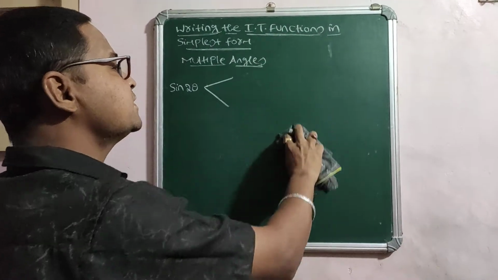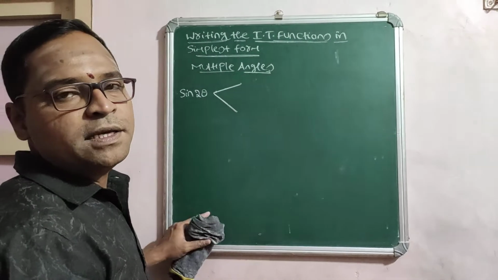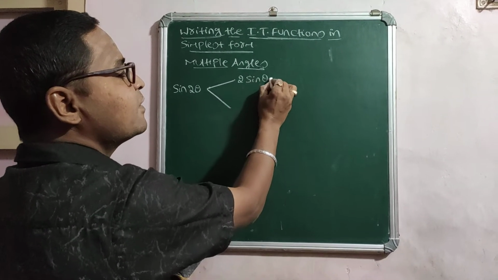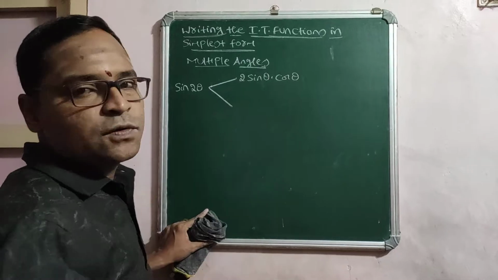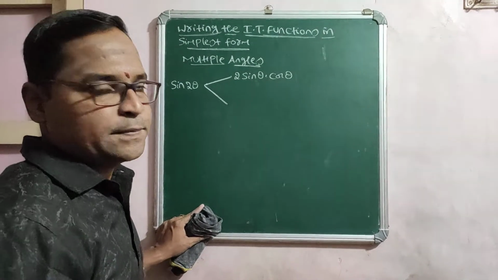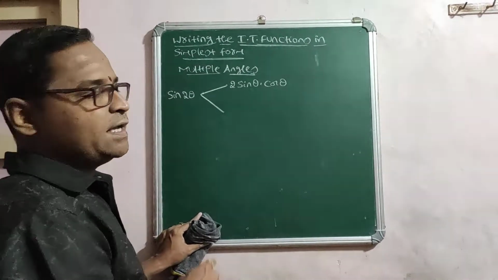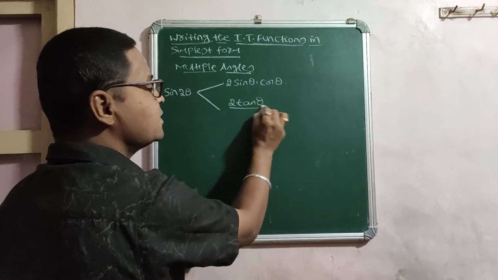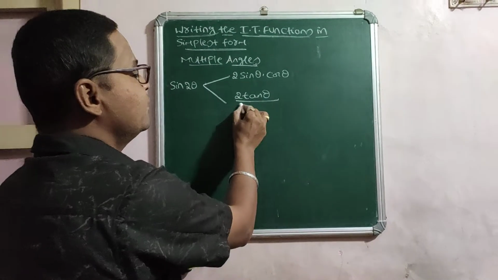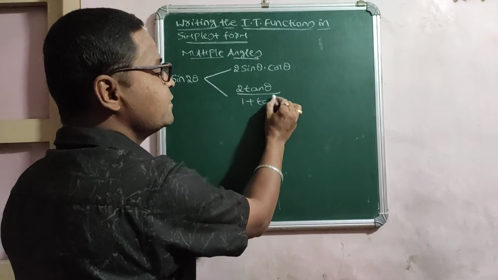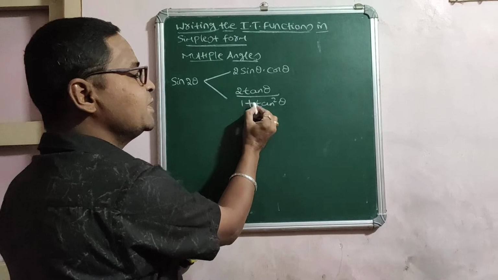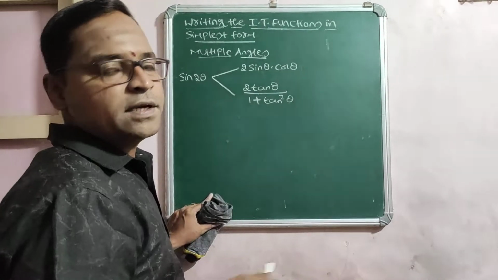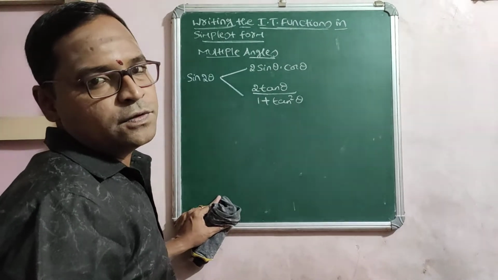The first one is sine 2 theta written in terms of sine and cos, and the formula is 2 sine theta into cos of theta. Second one is sine 2 theta in terms of tan theta as 2 tan theta divided by 1 plus tan square of theta. Remember that in the denominator we require to write plus. Suppose if we write minus, it is the formula for tan of 2 theta.